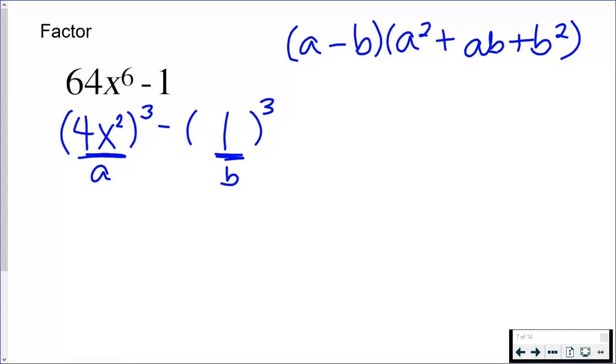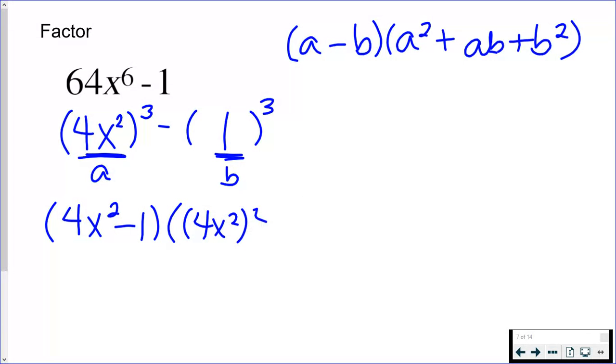So now I fill it in. A is 4x squared, b is 1. So I start with 4x squared minus 1, that would be a minus b. Now a squared, I'm having to square 4x squared. So I'll worry about that in my last step. Plus a times b would be 4x squared times 1. Plus b squared, b is 1, so 1 squared is 1.